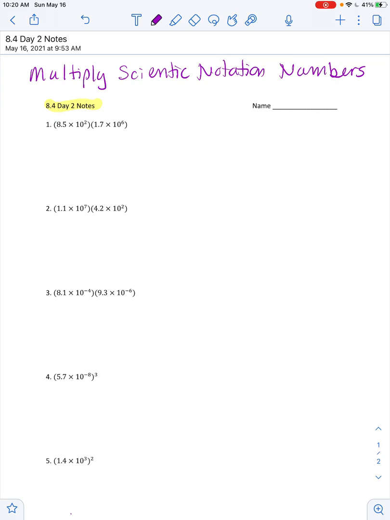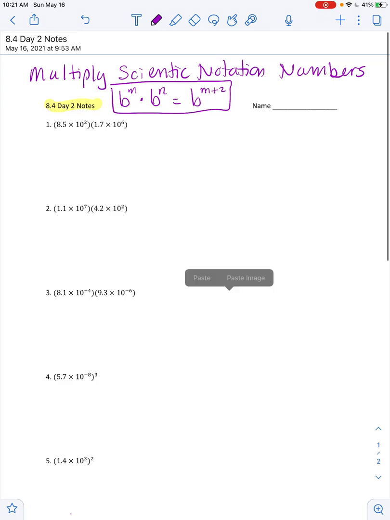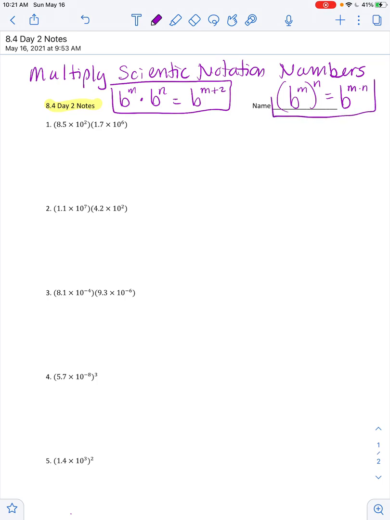One of the things you'll need to remember is that when you have a base to a power multiplied by the same base to a power, in that scenario, you add the powers. That's one thing we learned last week that you're going to need to remember. Another thing you're going to need to remember is that when you have a base raised to a power and then raised to another power, in that scenario, you're going to multiply the powers together. So those two rules that we learned in the past are really going to come into play today. So you're going to want a calculator for this set of notes and then for your homework as well.